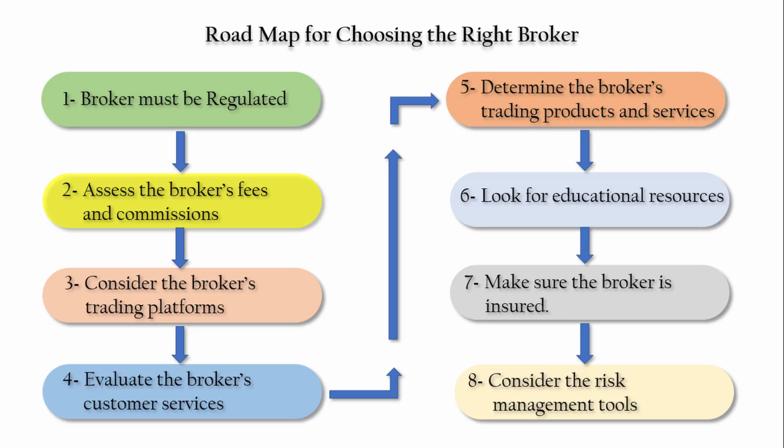So we have now completed the roadmap. First, check that the broker is regulated. Second, assess the broker's fees and commissions. 3. Consider the broker's trading platforms. 4. Evaluate the broker's customer service. 5. Determine the broker's trading products and services. 6. Look for educational resources. 7. Make sure the broker is insured. 8. Consider the risk management tools. So anytime you are going to choose a broker, follow this roadmap. If the broker can meet these roadmap elements, that broker could be a trusted and right broker.